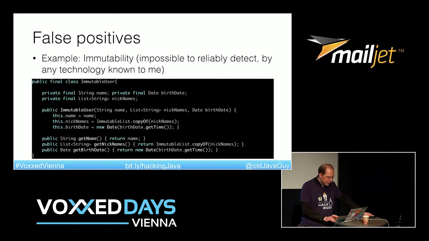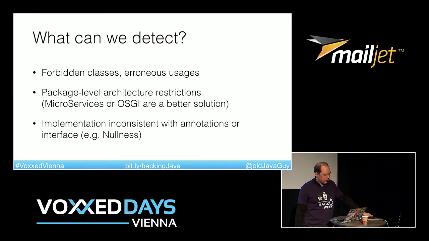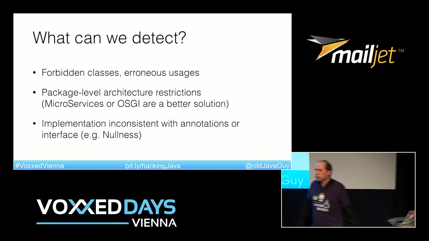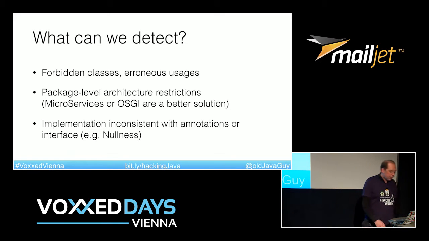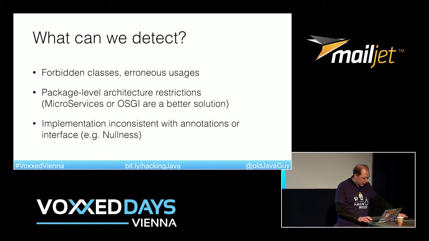But let's look at what can be decided. We can, of course, easily forbid the usage of individual classes or class usage patterns. We can forbid certain packages to access certain other packages, but these days all the buzz is about microservices, so the better solution is, of course, to just tear apart the monolith and move those packages to separate services, and then you've solved that problem. But in case you can't do that, go with architecture aspects.